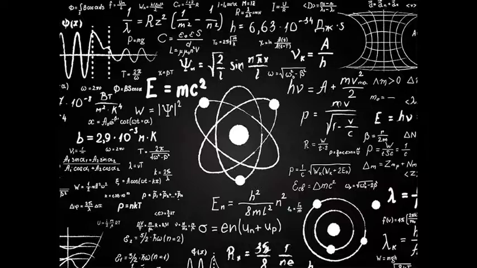Number 15. Let's check number 15. The same quantity of thermal energy is given to two objects X and Y. The temperature rise of X is less than the temperature rise of Y. Okay.